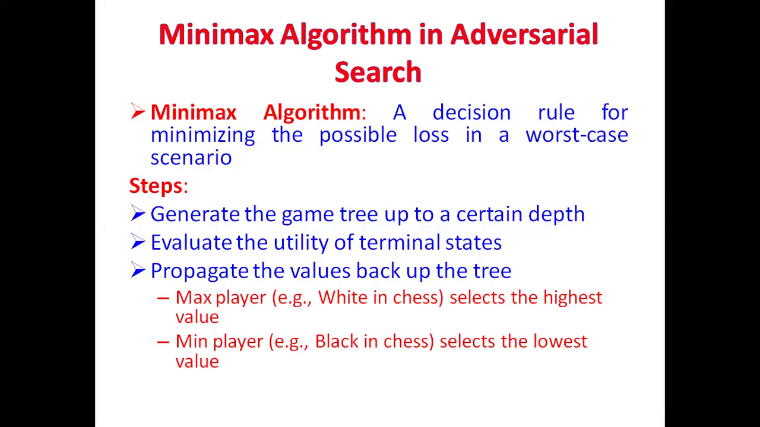The maximizing player, that is white in chess, selects the highest available value, ensuring the best possible outcome for themselves. The minimizing player, for example black in chess, selects the lowest value to limit the maximizing player's advantage.